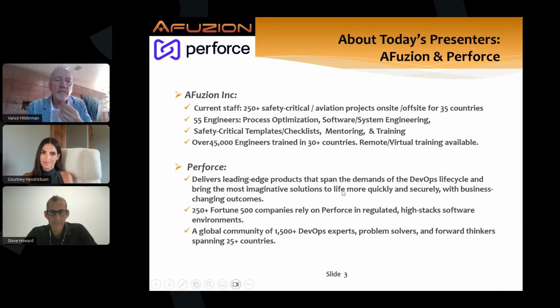At Perforce, and they'll tell you more in a few minutes, they deliver leading edge products that completely span the entire demands of the whole DevOps lifecycle. They bring really creative, imaginative solutions to life more quickly with improved business changing outcomes. 250 Fortune 500 companies, that's over half of them, rely on Perforce in regulated, safety critical, high stakes software environments. There's 1,500 DevOps experts around the world that solve problems, across 25 countries.